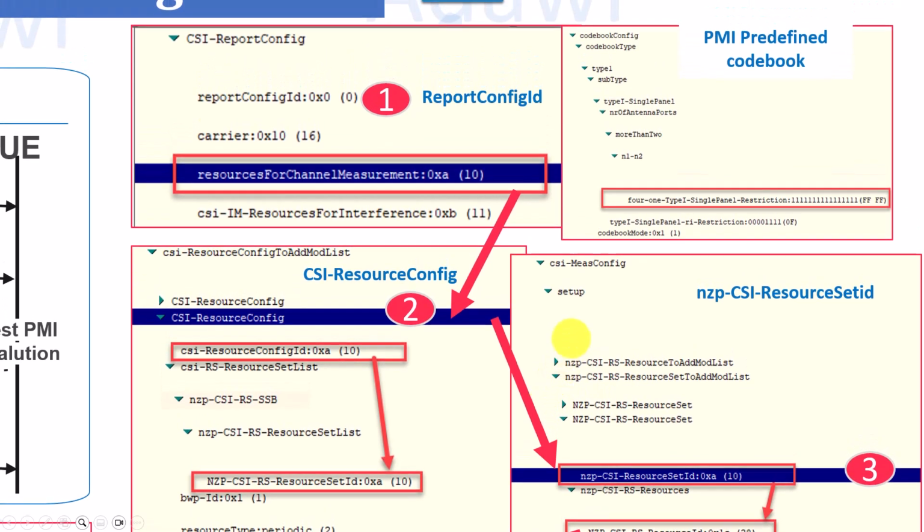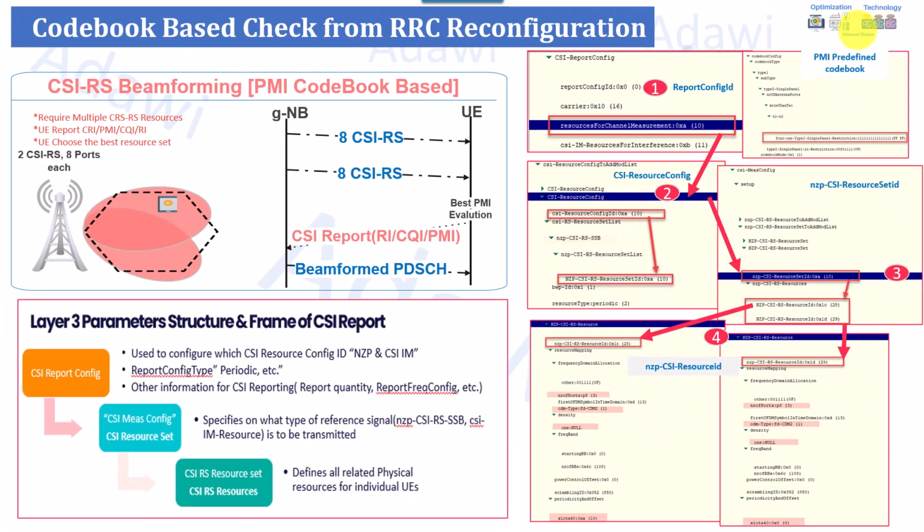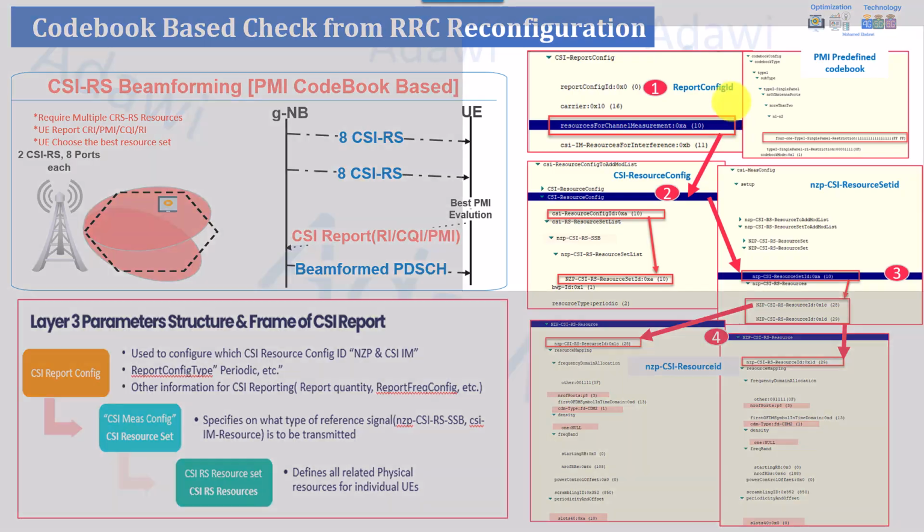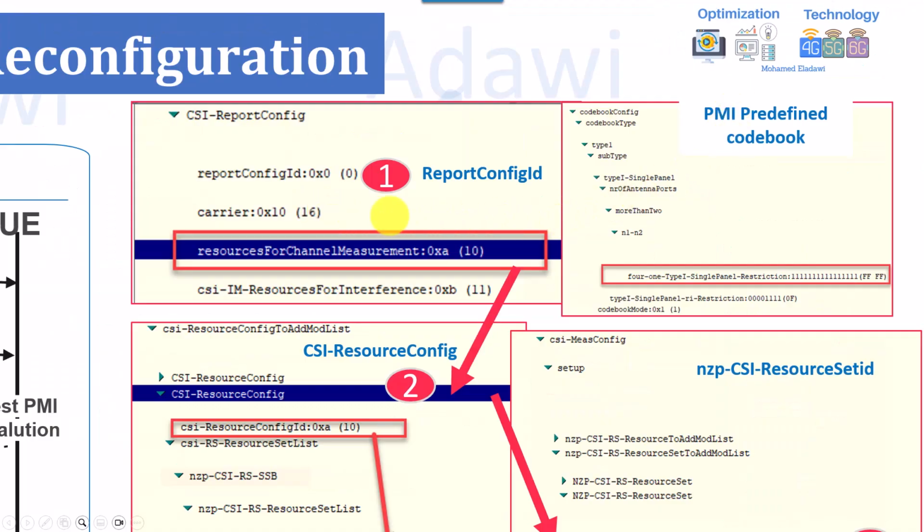Then the next part you would like to check, you will move towards. Before going to the second part, I would like to highlight that under the report config ID, again let me zoom in here, you'll find something called codebook configuration, type 1, type 1 single panel, number of antenna ports, N1 and N2. You remember N1 and N2? And this N1 and N2 is saying it's 4, 2.